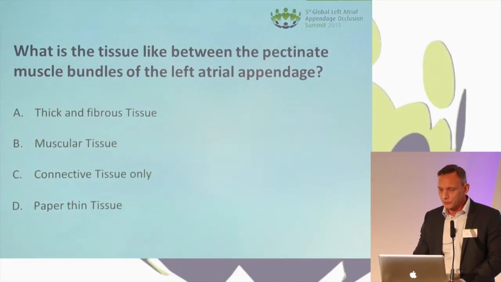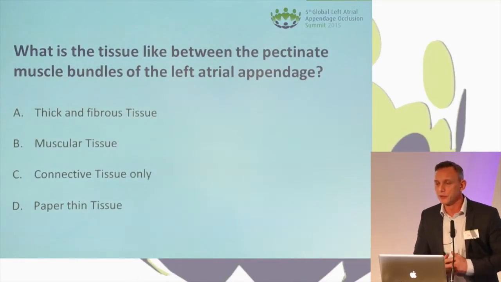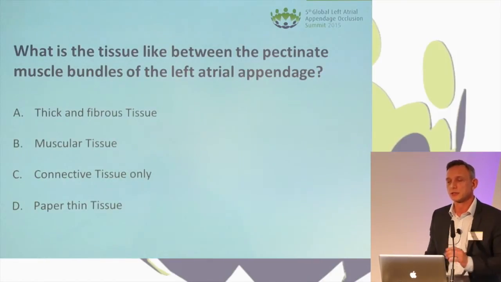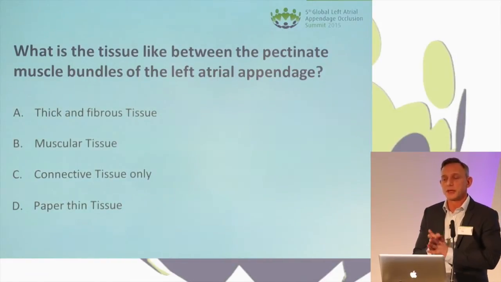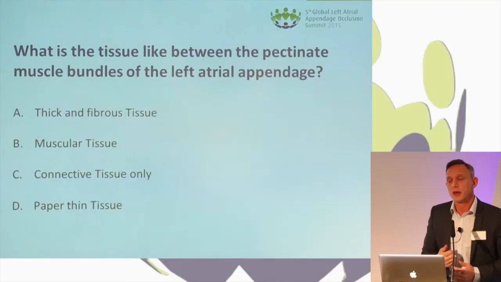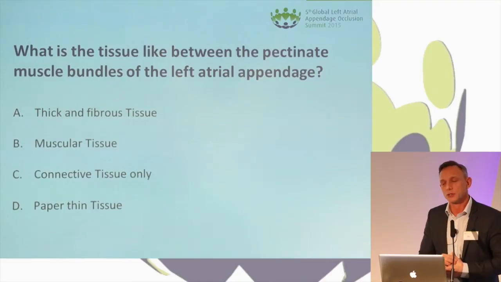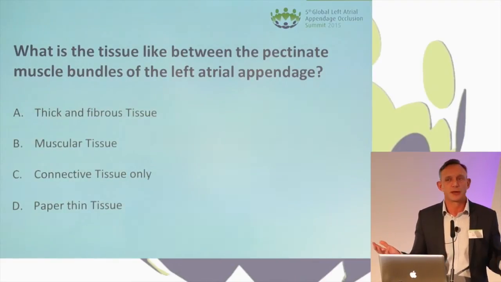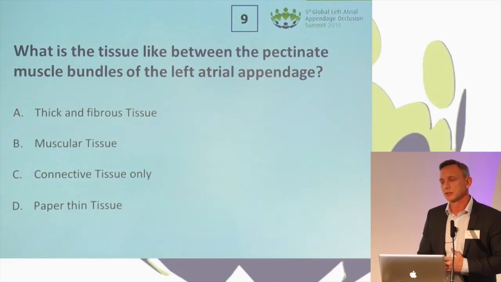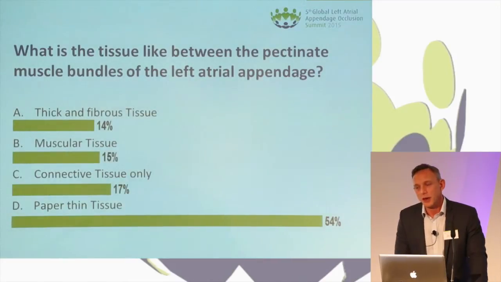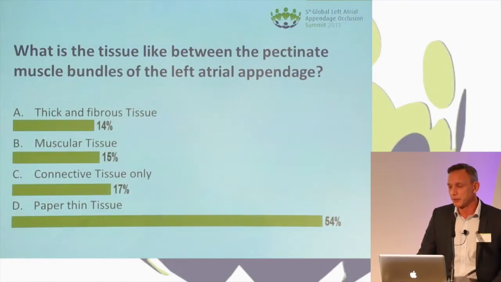Second question. Just pause my video. What is the tissue like between the pectinate muscles and the left atrial appendage? Is it thick and fibrous tissue, A? B, is it muscular tissue? Or C, is it connective tissue only? Or D, is it best described as being paper thin? If you'd like to vote on those options. Most describe it as paper-thin tissue.